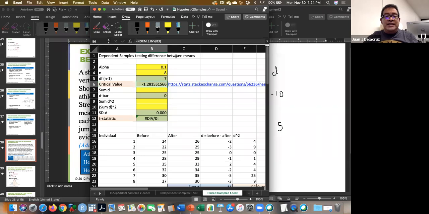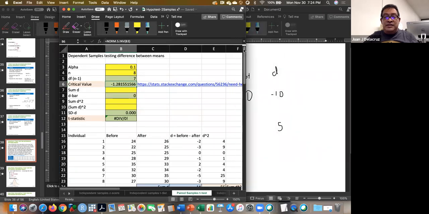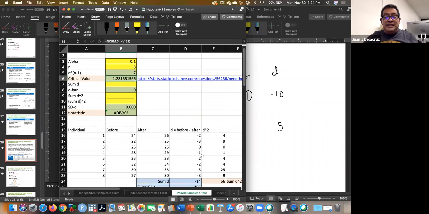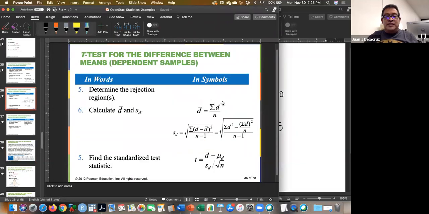So we also need the summatory of the D's. So here, I regret that this is not big enough. So the summatory of the D's is minus 14. So I'm going to say equal. That's going to be the number, the summatory of the D's. So this is the D bar. As you can see, I am computing the mean value for this, which is the summatory of the differences divided by the sample size. That's what we did. That's what we said before. So the summatory of the D's divided by the sample size. So this is going to be my D bar.